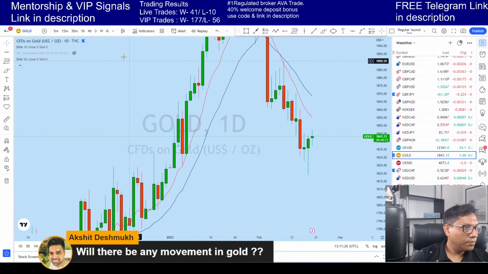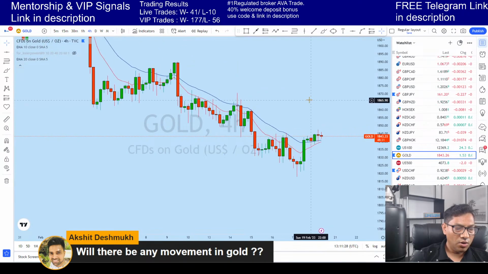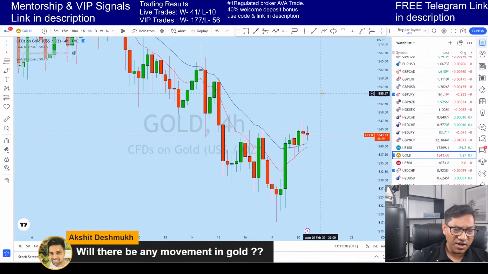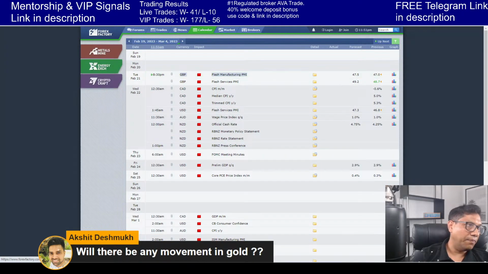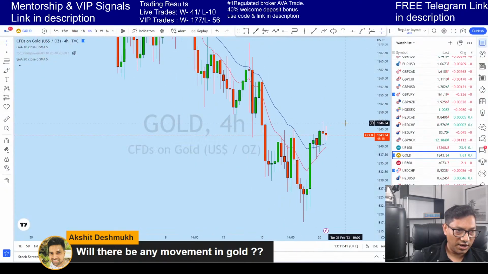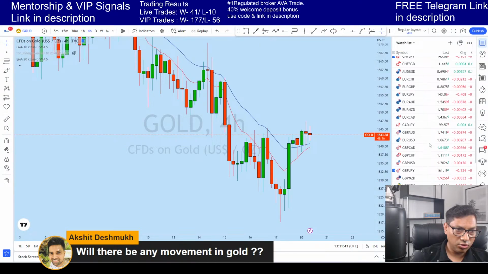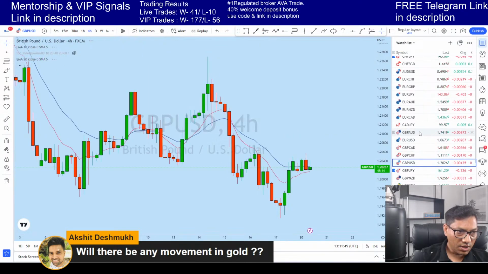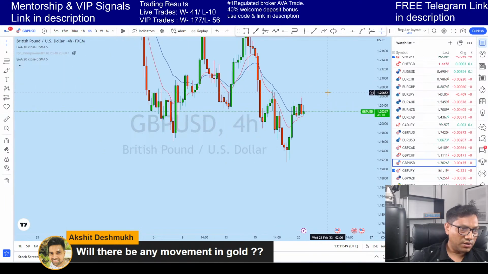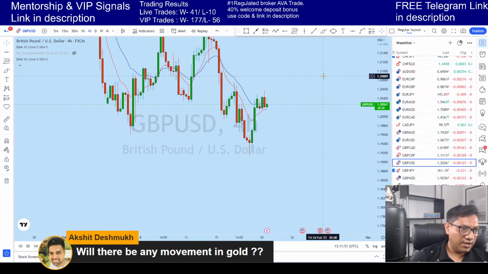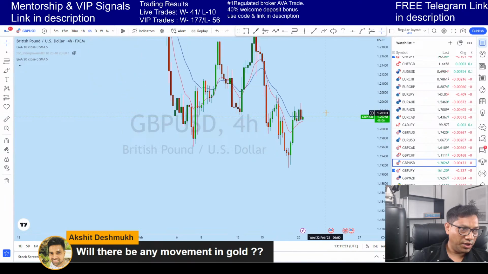Okay, so again jumping back, I think that today we may not see much volatility in gold, because tomorrow, as I mentioned, there is GBP news coming up that will move the price of gold very aggressively. So let's look at GBP USD to see what it is doing here.